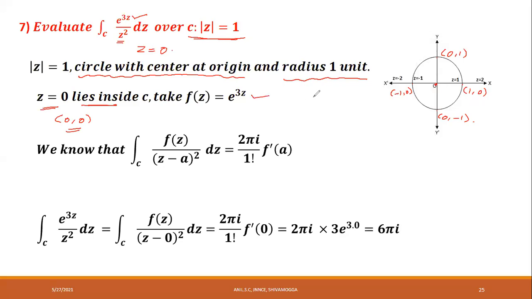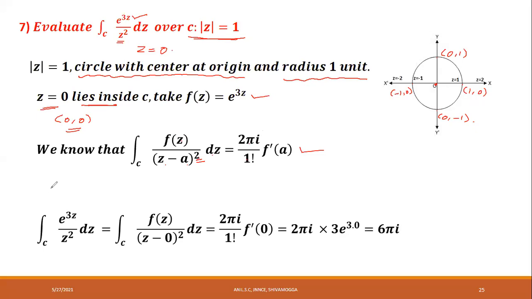And take numerator e power 3z as f of z. And we know that integral over C, this is a consequence of Cauchy's integral formula. I have already given you this result. Integral over C f of z divided by z minus a whole square into dz is 2 pi I divided by 1 factorial into f dash of a. Index of this denominator is 2. Therefore, we use this consequence.